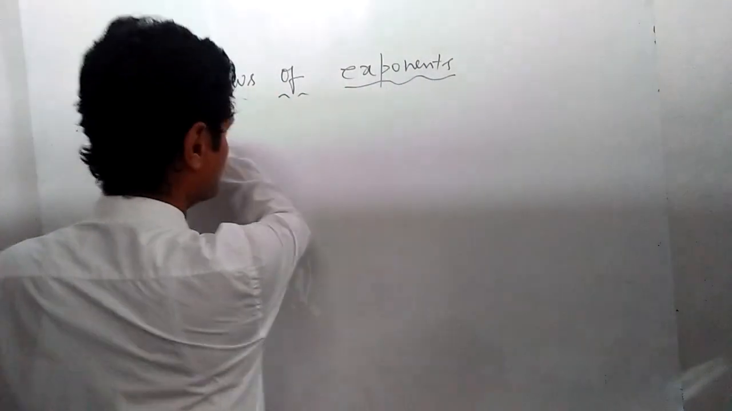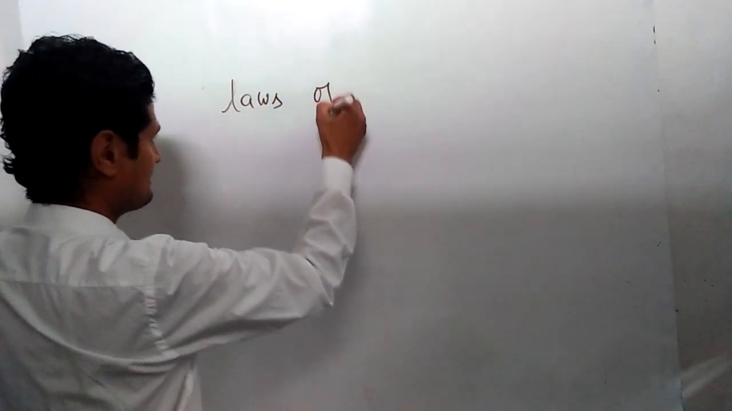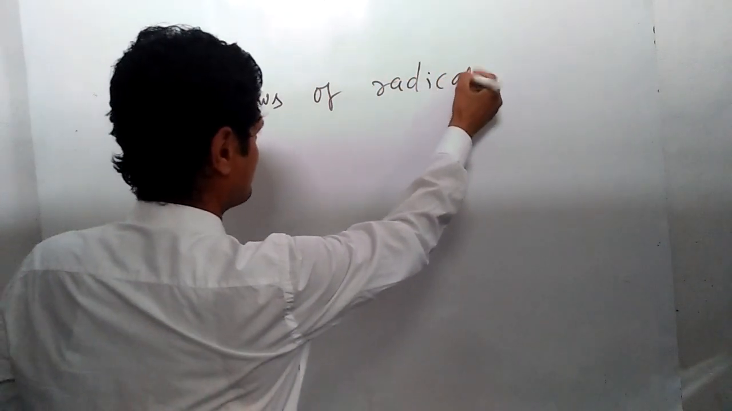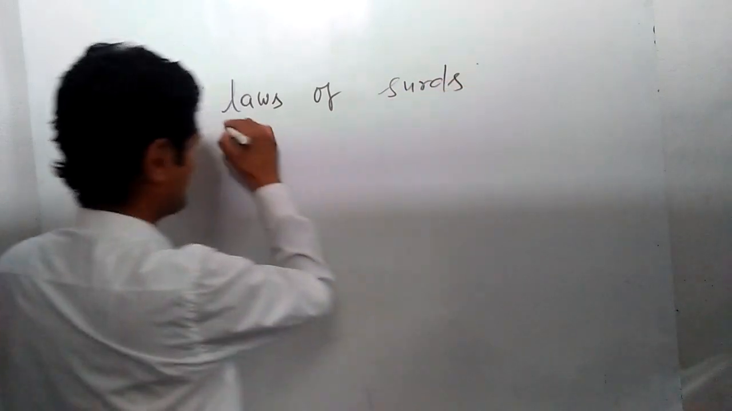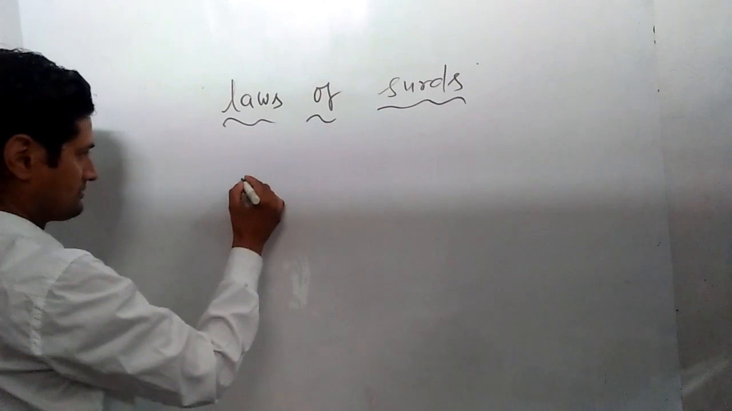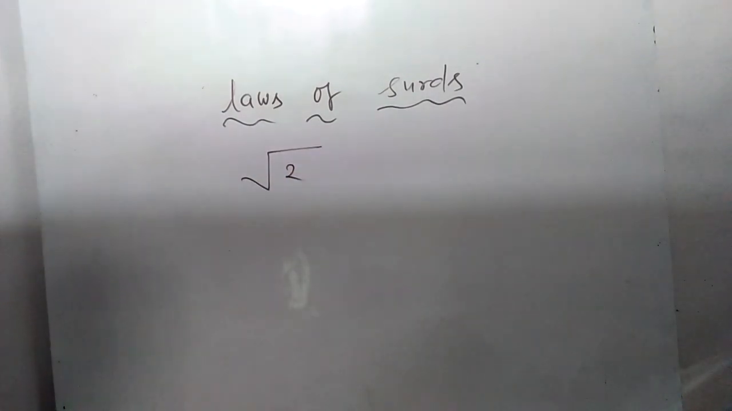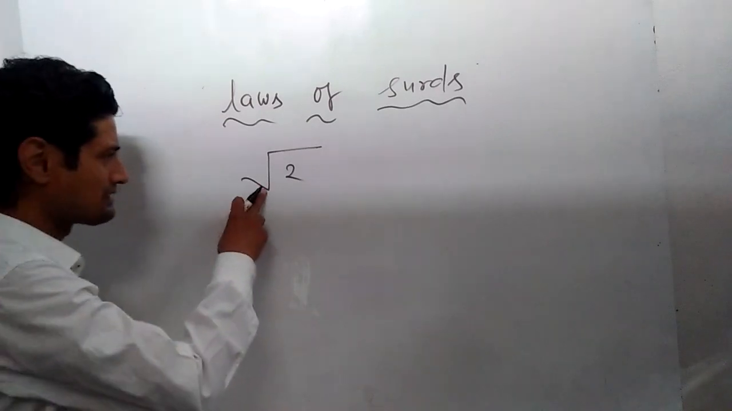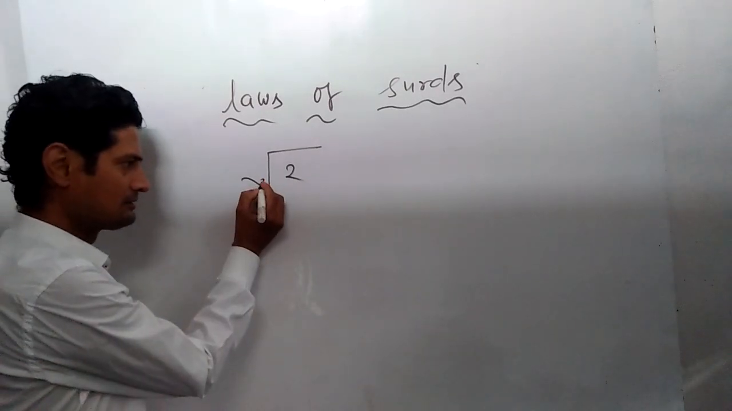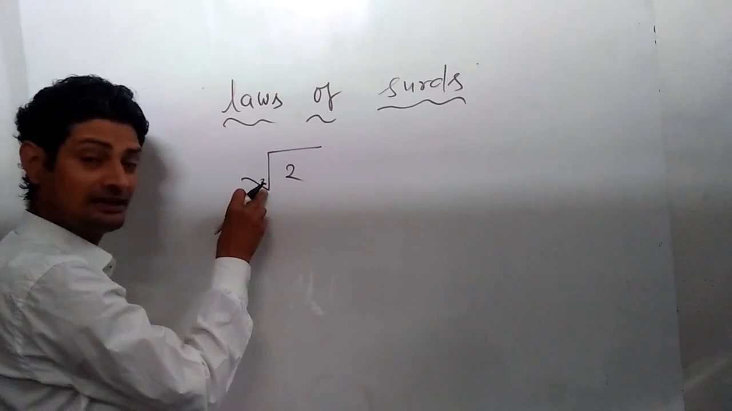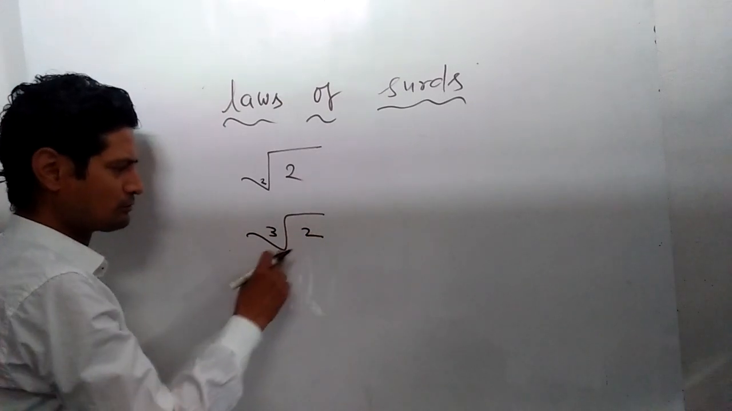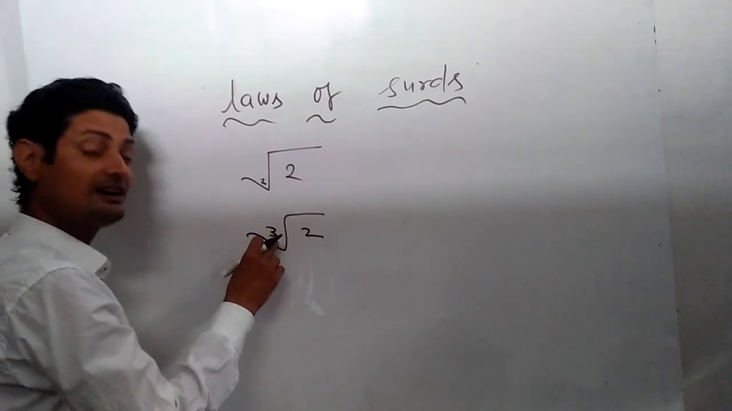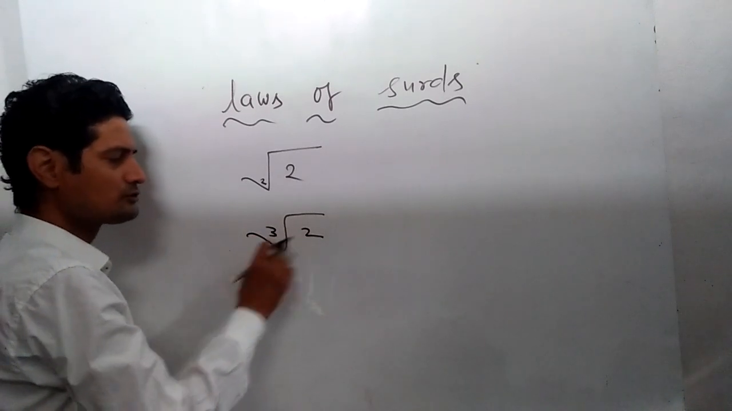Now take another case, laws of radicals. Radical means surd. We can also write here laws of surds. Suppose root 2. We can say square root of 2, and here 2 is hidden. It means square root of 2. Suppose this is the cube root of 2. Why? Because here the power is 3. So we can say this is the cube root of 2.